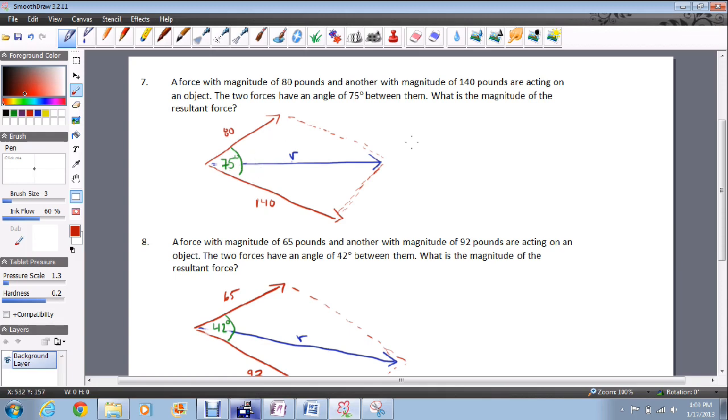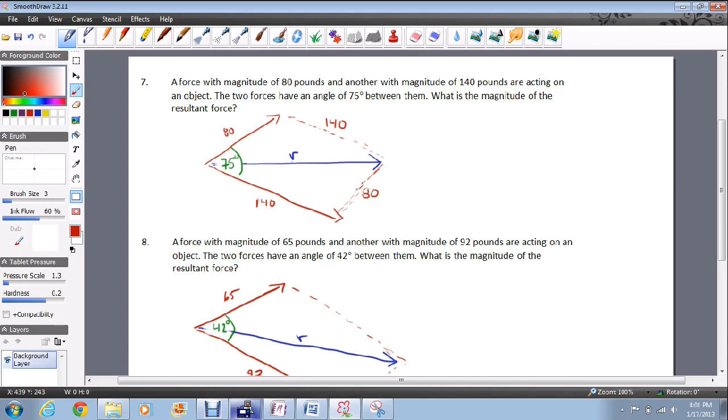So first thing I'm going to do is use the parallelogram rule, or a little trick that we talked about, that the opposite sides are also going to be equal. So what I mean by that is that this is also going to be 140. This is also going to be 80. We know that about a parallelogram. Perfectly legal way to do this.